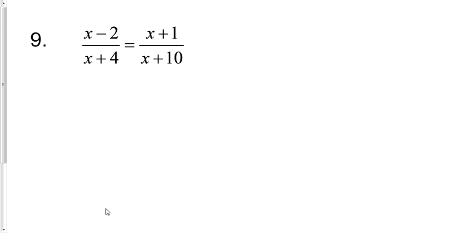So we need to get the fractions eliminated. The lowest common denominator here is x plus 4 times x plus 10. So we're going to multiply each side of the equation by those factors, x plus 4 times x plus 10. We need to multiply everything by the same factors, okay? I can't choose to multiply this fraction by x plus 4 and this fraction by x plus 10. You need to include both of them so that we're multiplying both sides by the same thing.